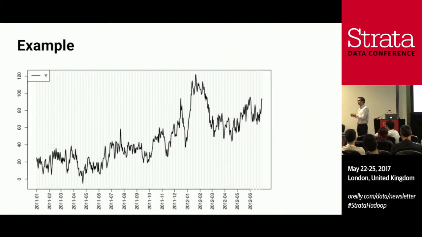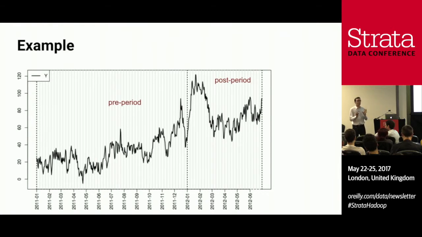Okay, so let's go back to our example and see how we can actually do this. This is the time series that I showed at the very beginning. And let's say that we did something to the market on the 1st of January 2012. Now that event splits our time series into two parts, the pre-period and the post-period. And that's really all we need to know, since the event that happened on that 1st of January could affect the time series for any time in the future.